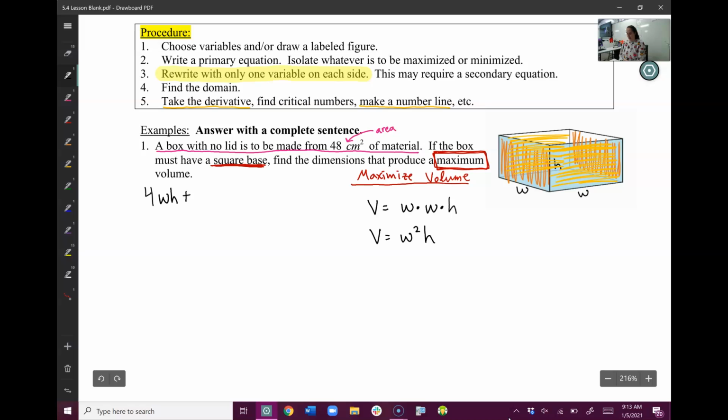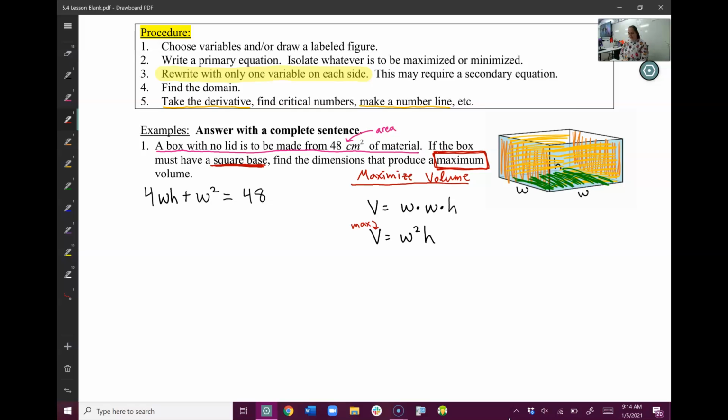And then I need to add the area of this bottom piece right here, the square bottom. So the area of that bottom piece is going to be W times W, or W squared. And if I add all those sides together, that should give me how much material I need for the box. So now I've got another equation. Now let's go back to the concept. Remember, the whole point in this was we're trying to get this equation to one variable on each side, and we're trying to maximize this volume.